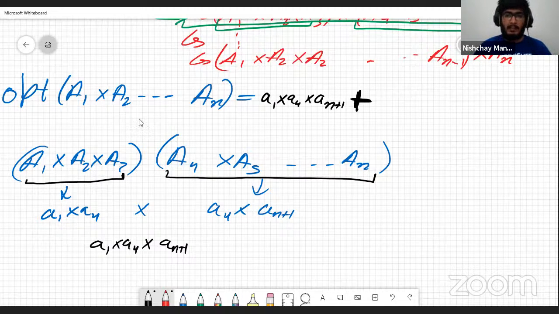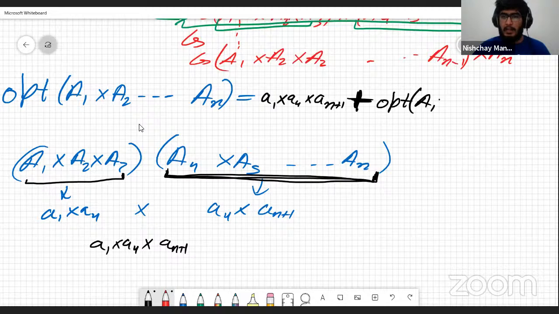Would our final answer be minimum or optimal if we don't take this to be minimum? Of course not. We have to take the number of steps used in multiplying this to be minimum as well, right? So basically, here the plus part will denote optimal of A1 into A2 into A3 plus optimal of A4 into A5 up until AN.